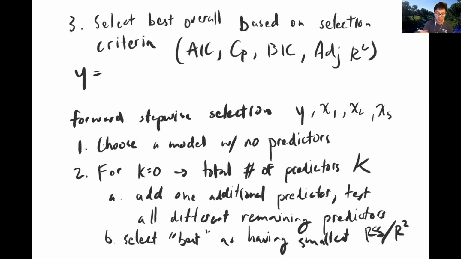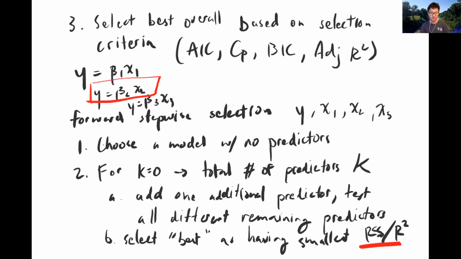Okay, so basically the way this works is it's going to look at this, y equals beta 1 x1, y equals beta 2 x2, y equals beta 3 x3, and I'm going to look for the one that has the best RSS. I kind of wrote this weird, as having the smallest RSS or the biggest R squared, right? So you want the one with the best fit. And let's suppose that the one that gets selected is this. So that one has, let's say, the highest R squared. Okay, so now we're going to proceed to the next step. So this is step 1.